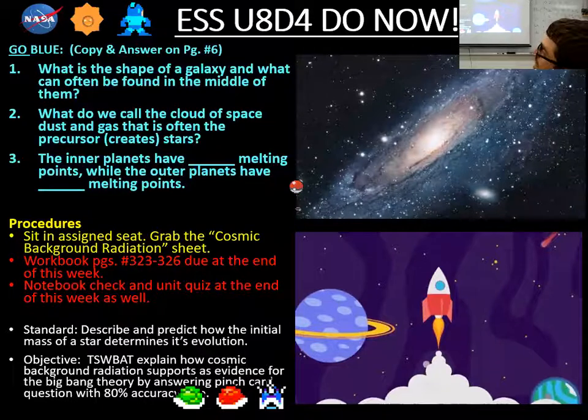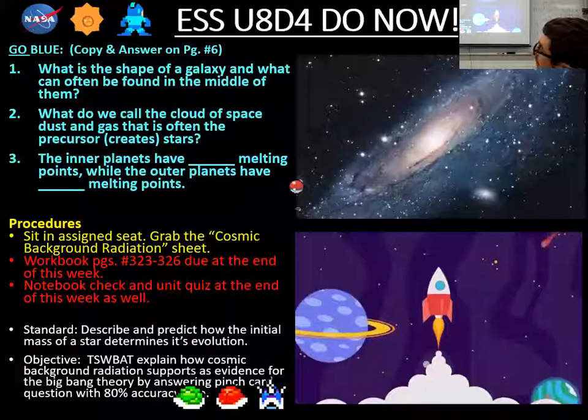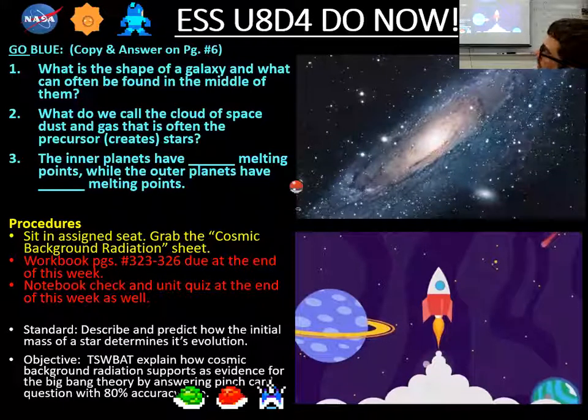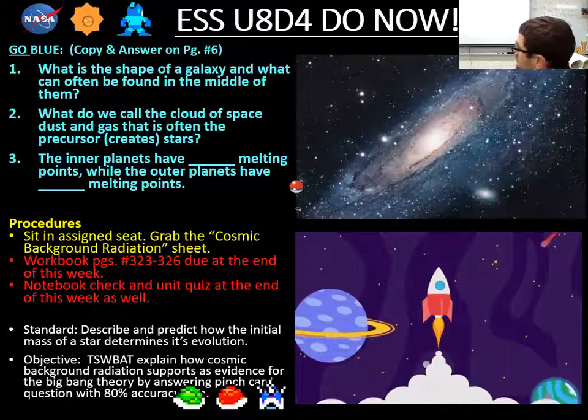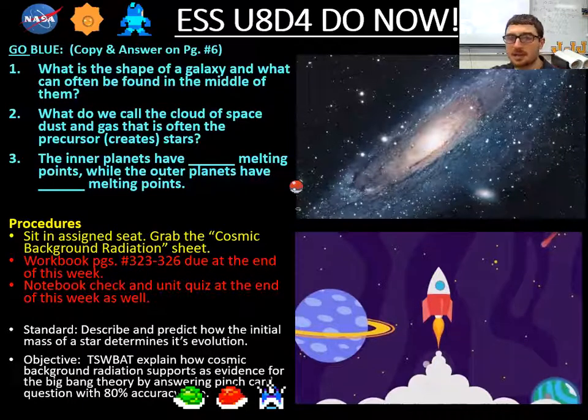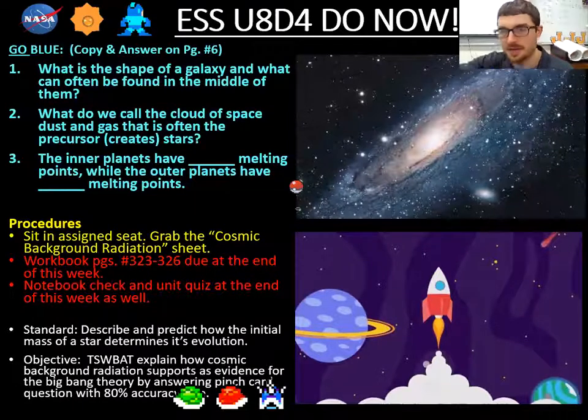Number 2, what do we call the cloud of space dust and gas that is often the precursor to creating stars? And number 3, the inner planets have blank melting points while the outer planets have blank melting points. So the differences between those planets, right? Updates also include the Unit 8 vocab, which is not due till next Friday. Other than that, other assignments like another article assignment, as well as online tests and quizzes. Online test and notebook checks will be posted at a later time.